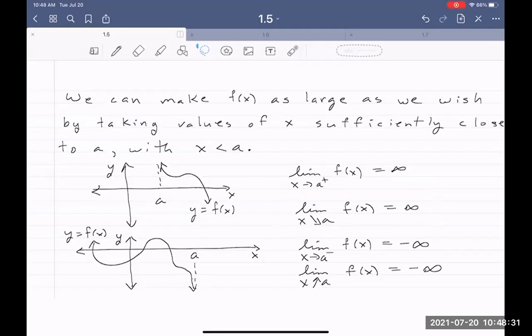Suppose we go to negative infinity. Suppose I have some function, and as you get closer and closer to A, you keep getting smaller and smaller. Then I'll denote that by the limit as x approaches A from the left side of f of x is equal to negative infinity. Similarly, we'll denote the same situation as the limit as x increases up to A of f of x is equal to negative infinity.